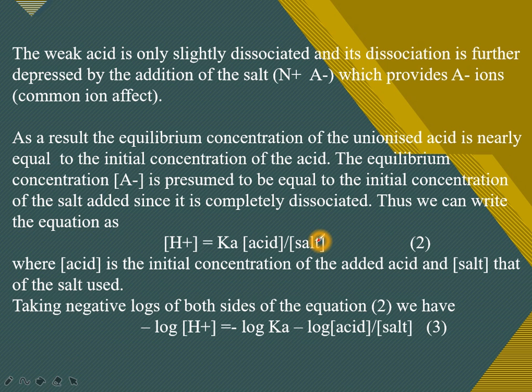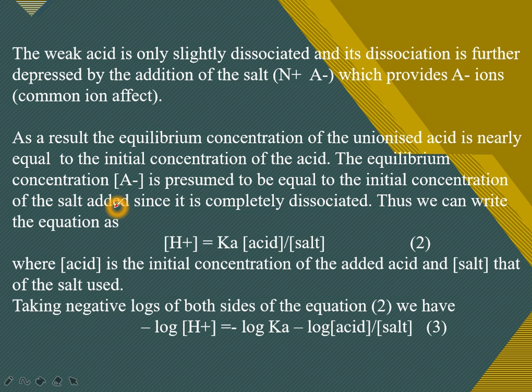Now, considering the case of a weak acid, the weak acid is slightly dissociated and its dissociation is further depressed by the addition of the salt, that is Na+ and A-. This depression of the dissociation by the addition of a salt having a common ion is called the common ion effect. As a result, the equilibrium concentration of the unionized acid is nearly equal to the initial concentration of the acid, and the equilibrium concentration of A- is presumed to be equal to the initial concentration of salt added.